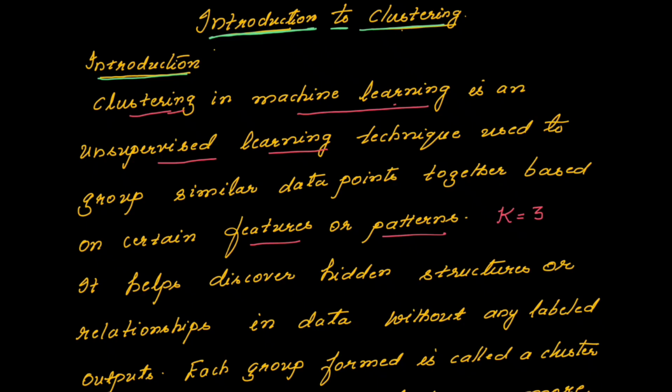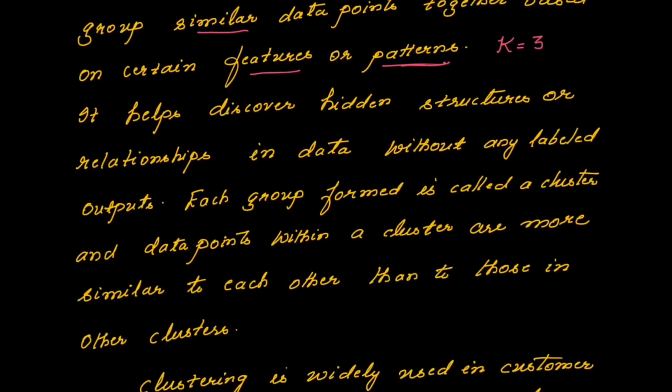For the time being, I just wanted to tell you that you are going to group similar data points together based on the features or patterns. It helps discover hidden structures or relationships in the data without any labeled output. Each group formed is called a cluster. Whatever group you are forming, in that group you are placing similar data points, or data points having the same characteristic, and you call that group the cluster. Data points within a cluster are more similar to each other than to those in other clusters.